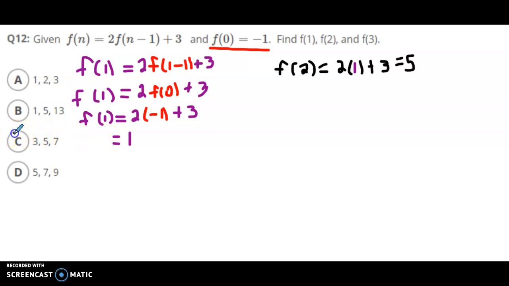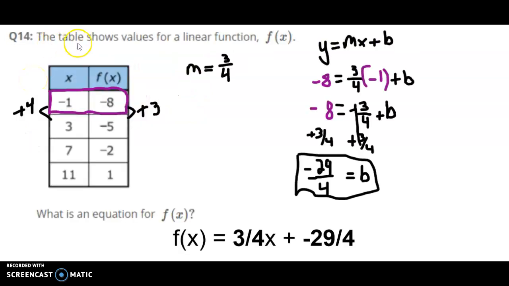So at that point, we've eliminated C, and we've eliminated D. So then we can go on, f of 2 is equal to 2 times f of 1, which we already calculated was 1, plus 3. So 2 plus 3 equals 5, and we get B. Final answer.